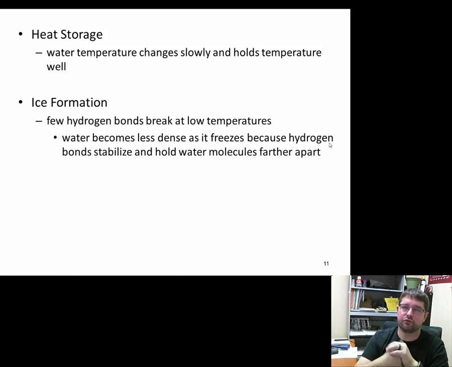The other huge one, probably the biggest piece, at least the biggest piece for life on the planet, is ice formation, and the fact that water is most dense at 4 degrees Celsius. So if you have water that's 4 degrees Celsius, and then you cool the water to 3 degrees Celsius, what'll happen is the 4 degrees Celsius water will go to the bottom. It'll fall because it's more dense. This is what happens with lake turnover.